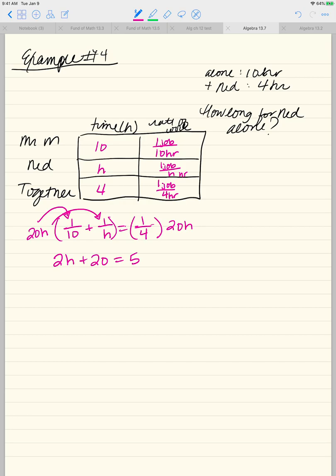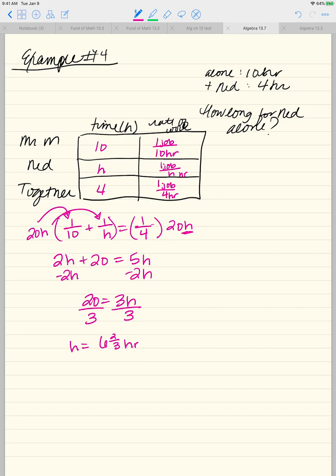Now, 5h, forgot about that h right there, okay? We're going to subtract 2h from both sides, and 20 is equal to 3h. Divide both sides by 3, and we get 6 2/3 hours. So h is equal to 6 2/3 hours. So it takes Ned 6 2/3 of an hour to do the work.